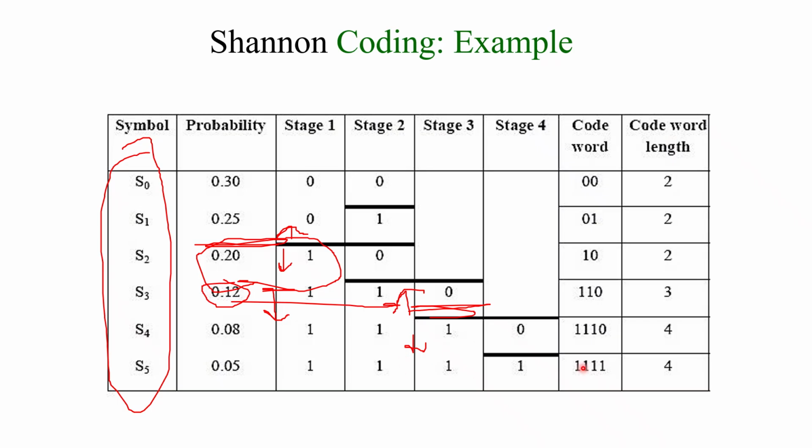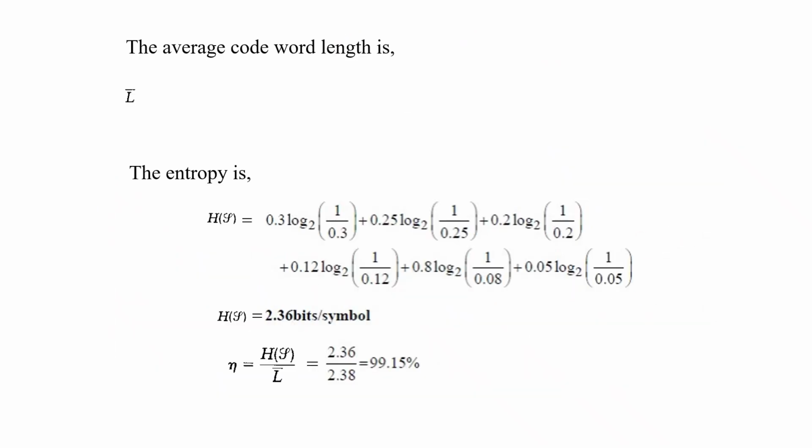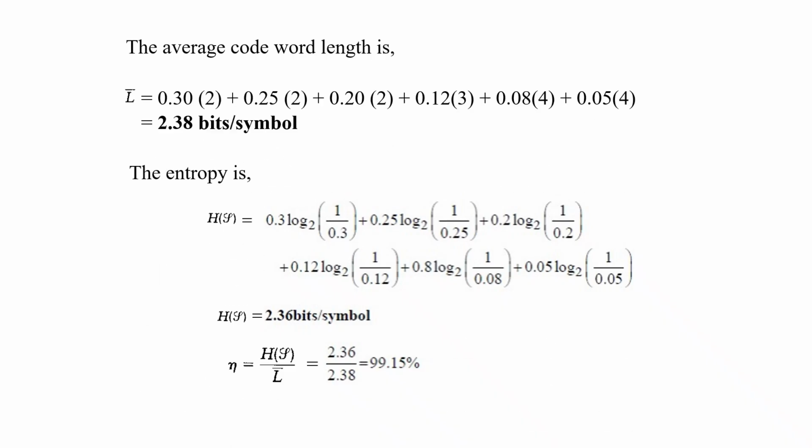So whatever the bit patterns you got, now the code word length you can find here, how many code words we are using here: 2, then 2, then 2, then 3, then 4 and 4, right? Okay, so further you can find out the efficiency also. So L, that is the average code word length, we can find as the probability into the code word length.